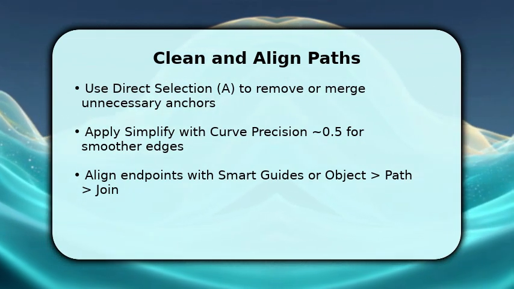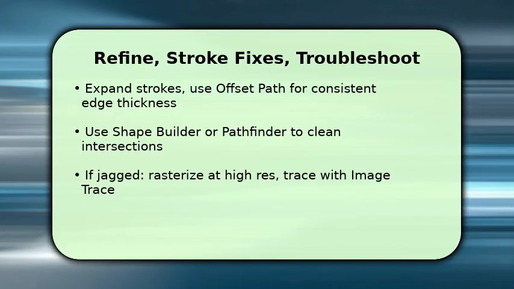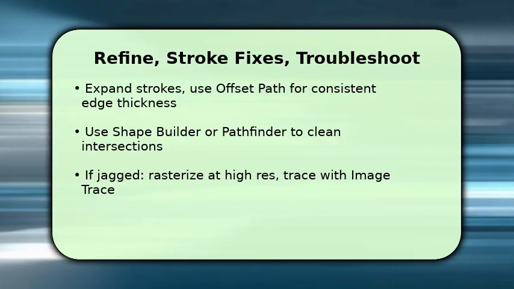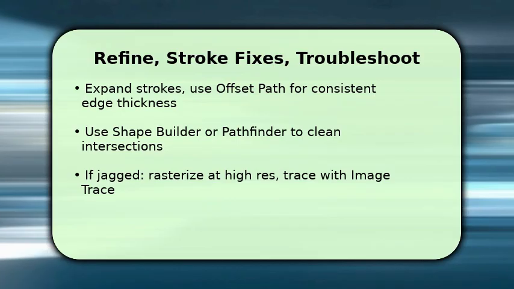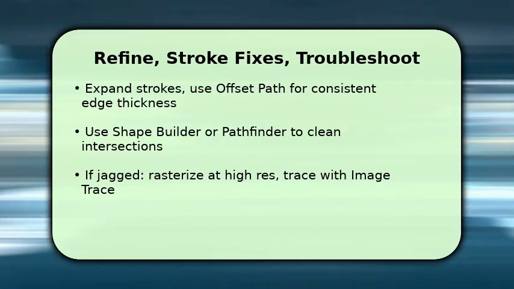Finish by refining strokes and intersections. Expand strokes to convert to fills, then use offset path to maintain consistent edge thickness where needed. Employ Shape Builder or Pathfinder to merge and subtract overlapping shapes so edges are mathematically clean. For subtle anti-aliasing problems, rasterize at a high resolution and then use Image Trace with Ignore White checked to recreate crisp vector edges. If things go wrong, try tracing the rasterized result. This often recovers smooth outlines.